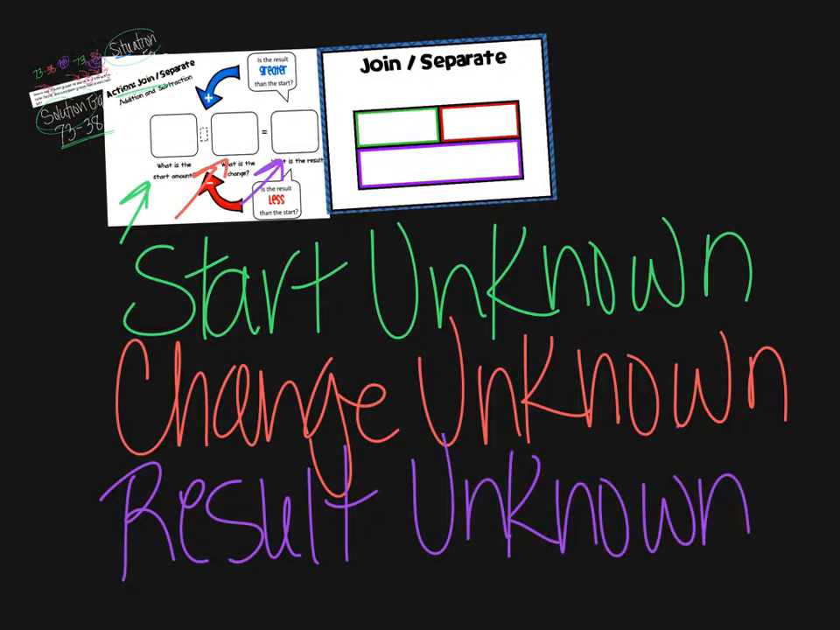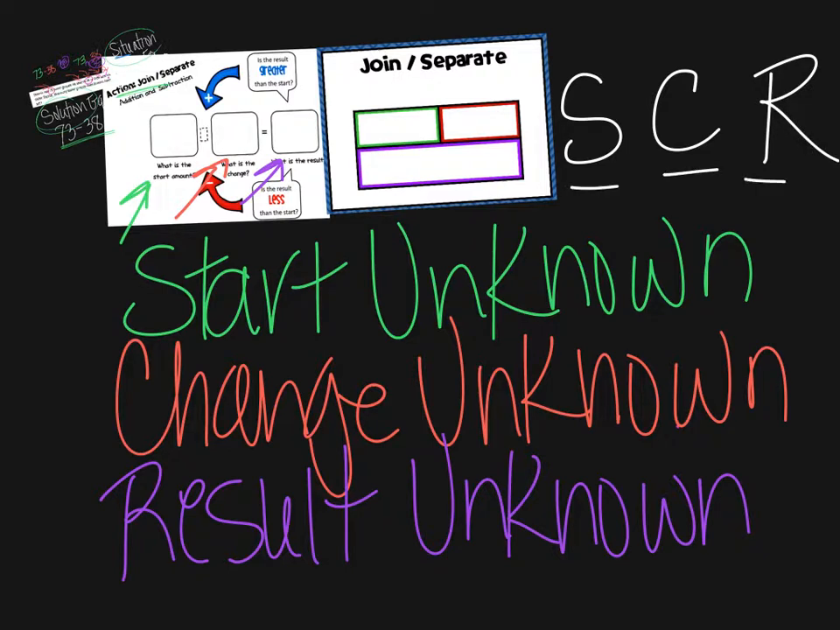So the key to remember here is that in a join or a separate word problem, there's always going to be a way to do it. It's always going to be start, then change, then result in that order. Start, change, result. Okay, so those are my unknowns. Could be a start. And I know it's a start unknown if right at the beginning of my word problem I see a what? Good, question mark.